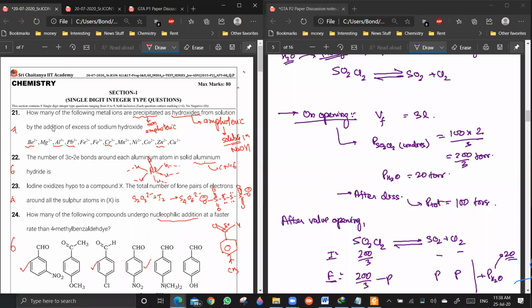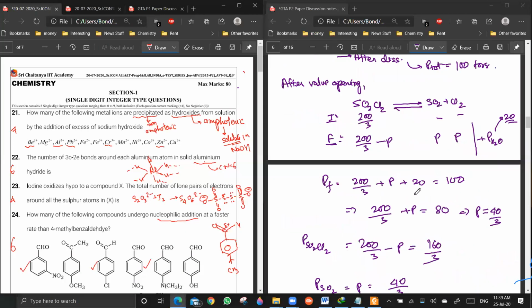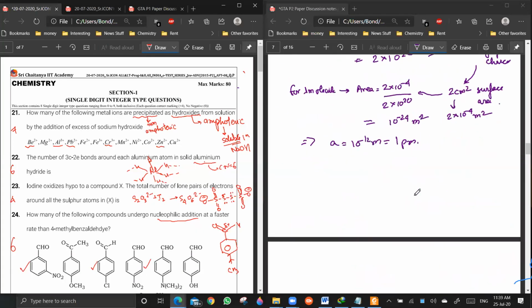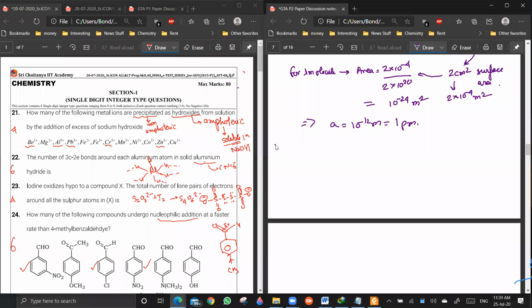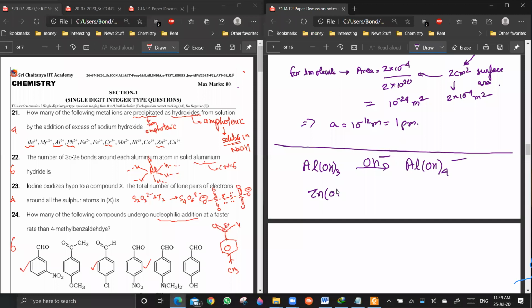Why are amphoteric oxides soluble in NaOH? Because they will form soluble complexes. Like, if you have Al(OH)3, in excess of OH minus, it will form [Al(OH)4] minus. Zn(OH)2, in excess of OH minus, it will form [Zn(OH)4] 2 minus. So if they are forming a complex, they will become soluble.